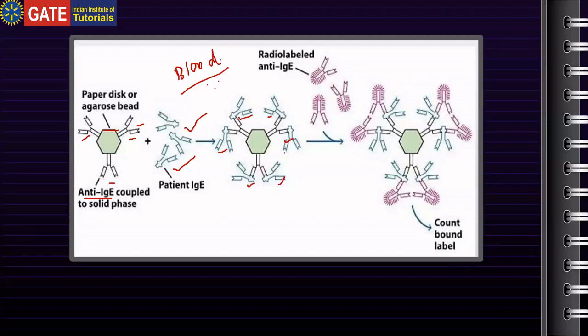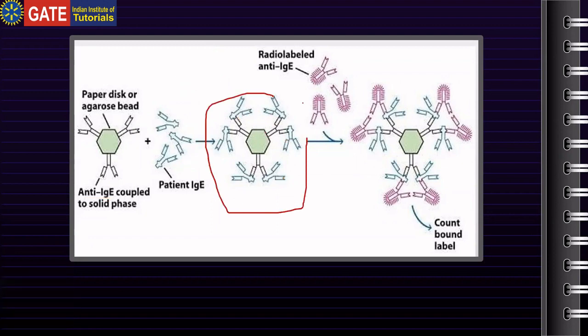But we know that there is an elevated level of IgE. There is no doubt. But what is the level? How much is it? That we can measure by the radio labeled anti-IgE. So now this entire complex will go and associate, and the radio labeled anti-IgE will go and associate. What is the function of this radio labeled anti-IgE? It shows the radioactivity. That radioactivity can be represented in the form of a color.